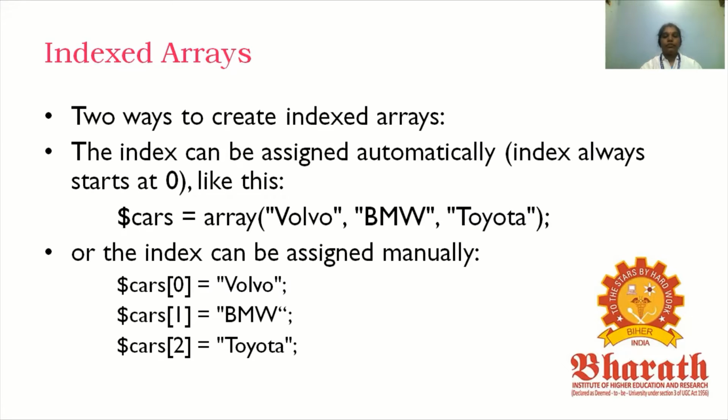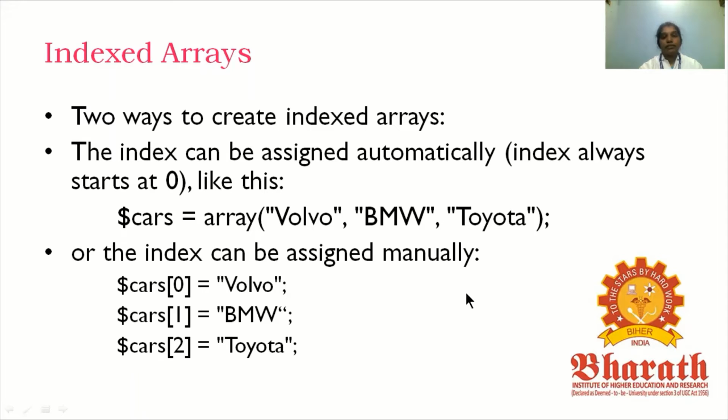Indexed arrays. There are two ways you can create an indexed array. One is with the help of the array function. The second is that you can manually assign values to the array variables. The 0 indicates the index of an array. The array index always starts with 0. The next element is stored at 1 and the third element at 2. Like that, the numbers are given. So the 0 indicates the starting index of an array.